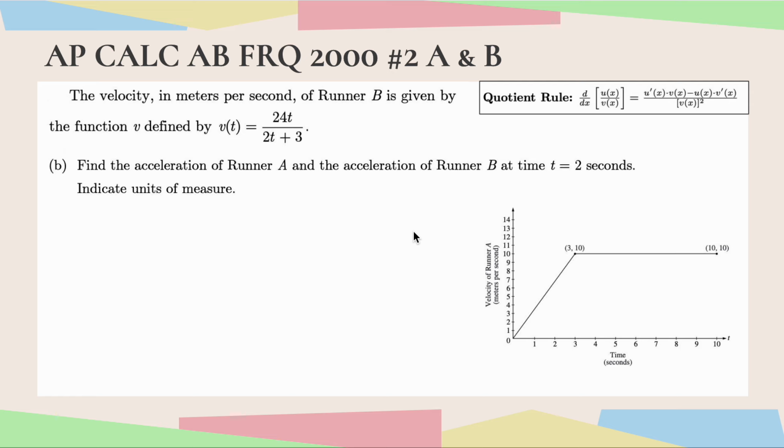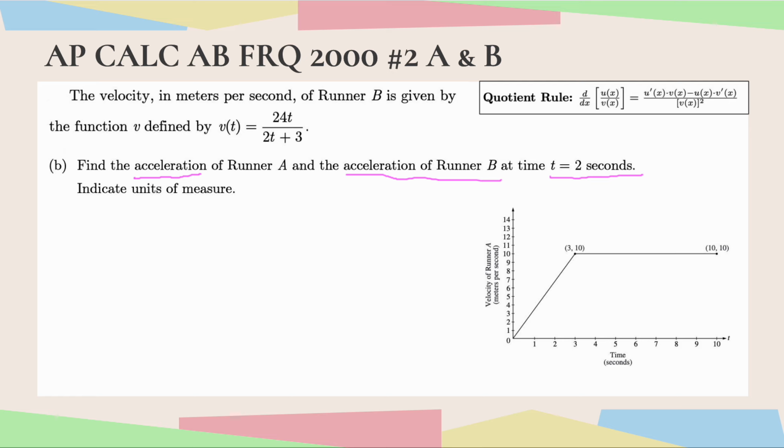Okay, so part B asks us to find the acceleration of runner A and the acceleration of runner B at time t equals 2 seconds and indicate unit of measure. So the acceleration is the derivative of the velocity. I'll repeat that one more time. Acceleration is the derivative of the velocity.